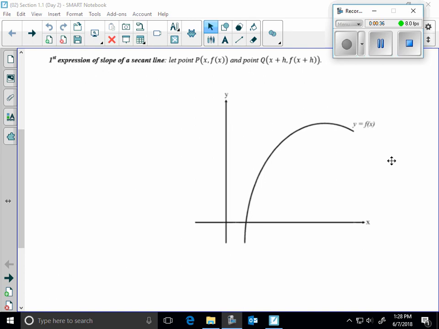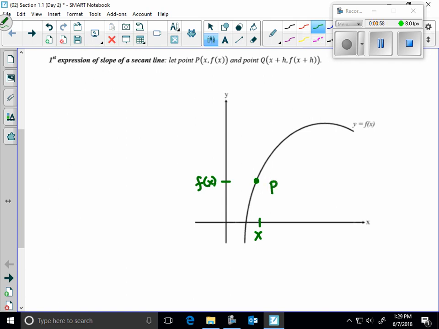Okay, so here we go. We're going to put a point P and a point Q on this graph, and we're going to develop this thing called the difference quotient. So let's go point P here, and it looks like point P has an x value of x and a y value of f of x. So point P is the point x comma f of x. So there's its x and its y value.